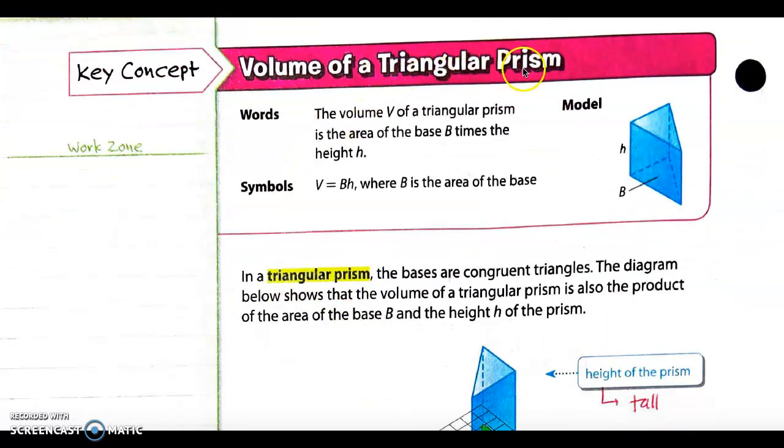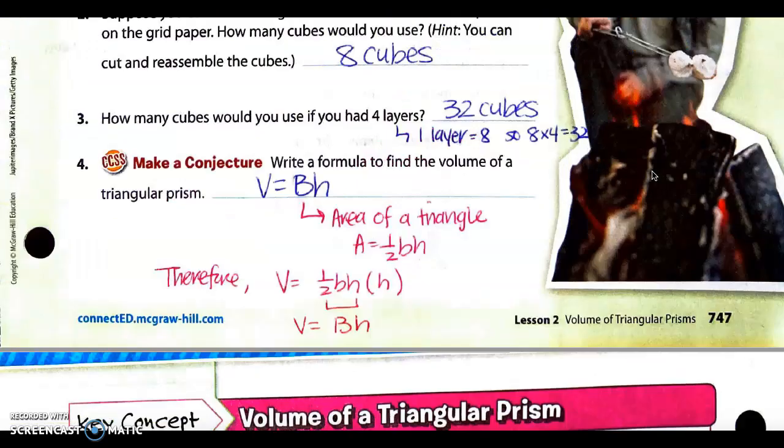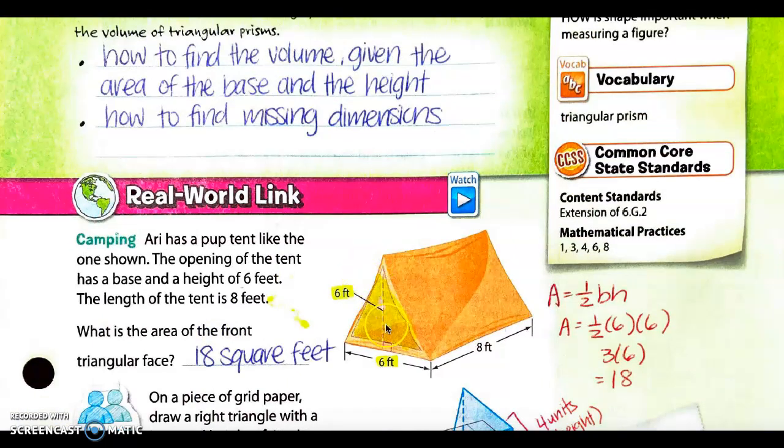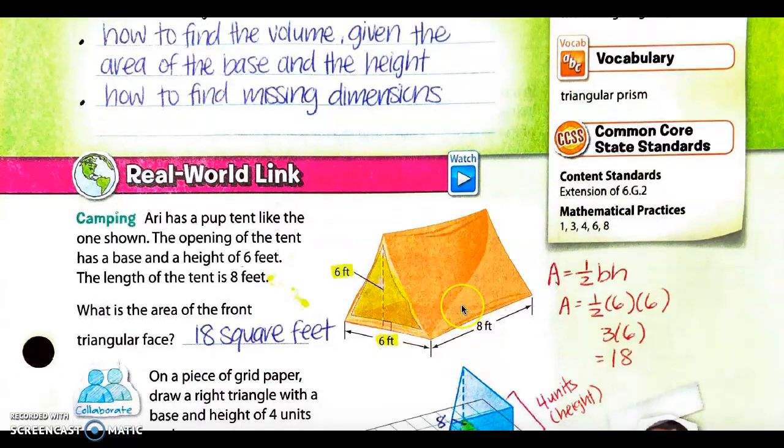All right, volume of a triangular prism. The volume V of a triangular prism is the area of the base B times the height H. So as you can see right here, this is our base. So our triangular prism is flipped over, right? So comparing this to the tent, right? So the base right there was the triangle, right?